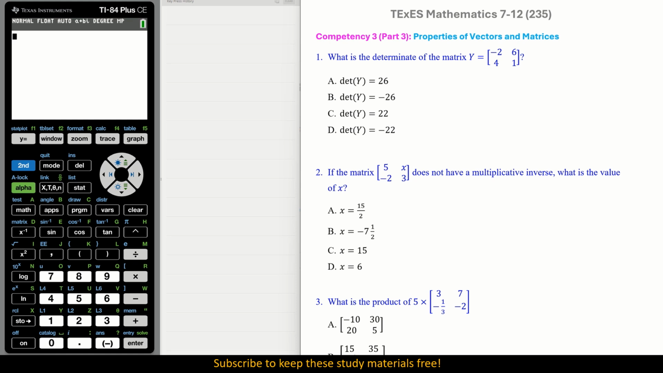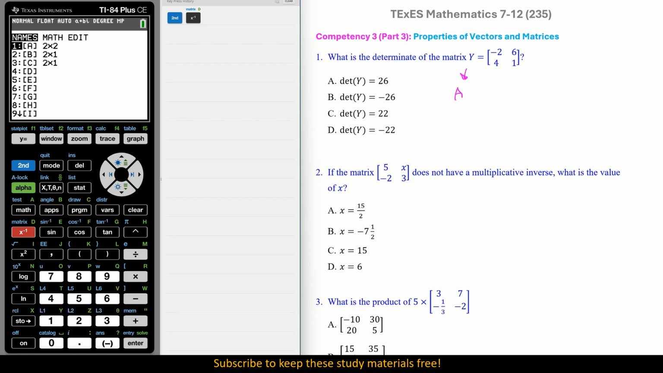Okay, we can put this in the calculator. First, we find a matrix A and we put our y in. Okay, let me show you what we do. We say second matrix, which is the x to the -1. See, it opened up, but it's not populated with our numbers yet. So arrow over to edit. A is a 2 by 2, so you push enter.